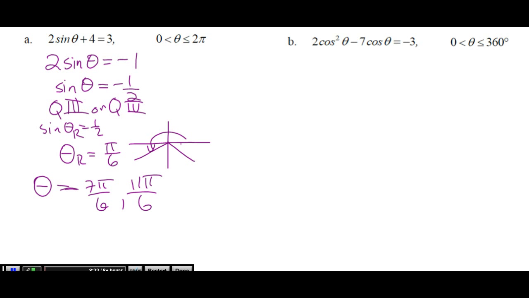Okay, and that's a specific solution in that domain. General solution: 7 pi over 6 plus 2n pi, 11 pi over 6 plus 2n pi. That would be your general solution, where n belongs to the integers.